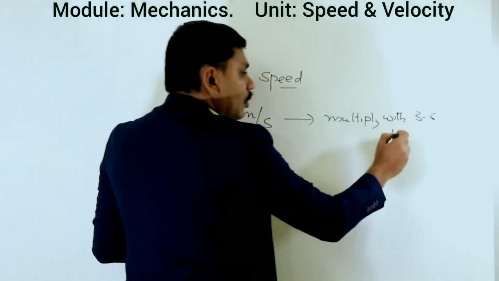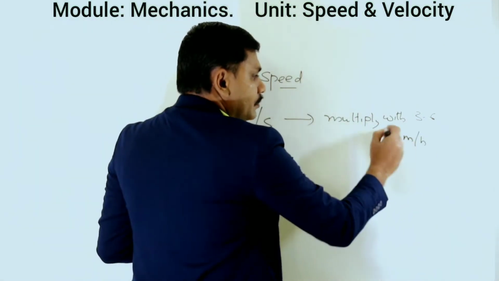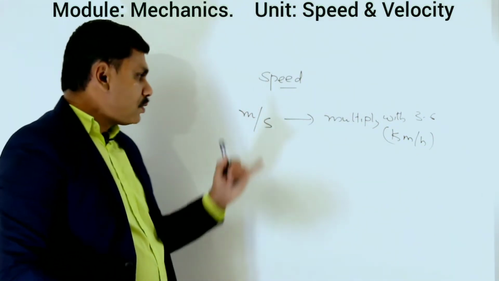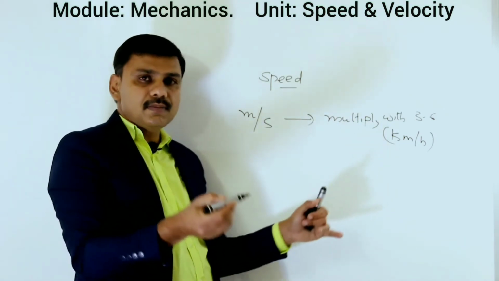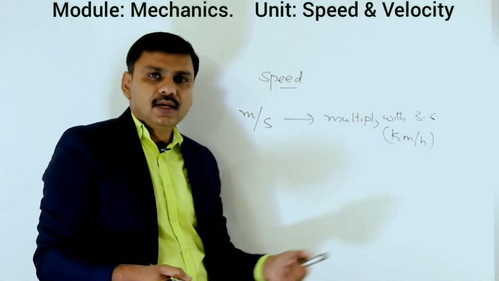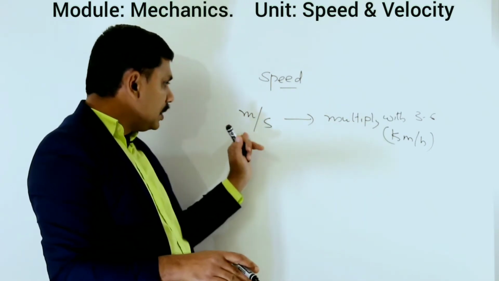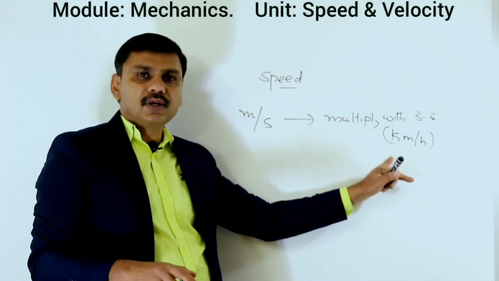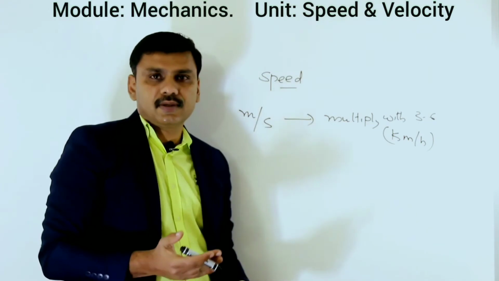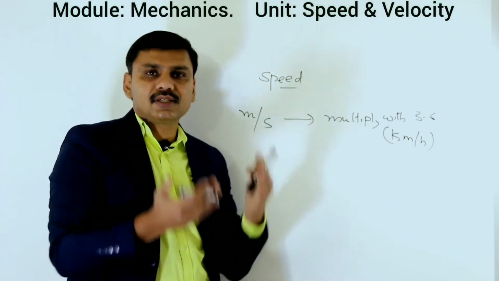So you will get kilometer per hour. If you want to convert kilometer per hour to meter per second, divide by 3.6. If you want to convert meter per second to kilometer per hour, multiply by 3.6. So these are the conversion factors.